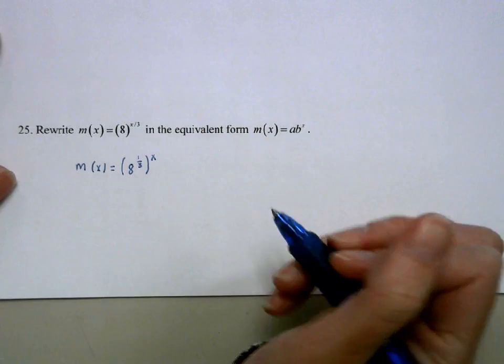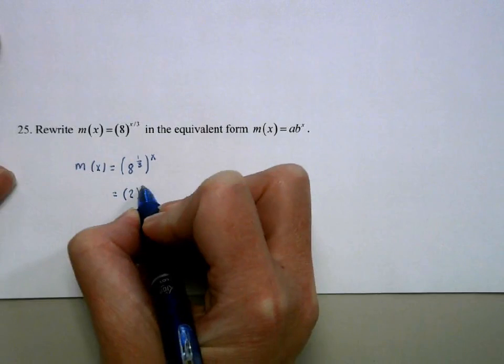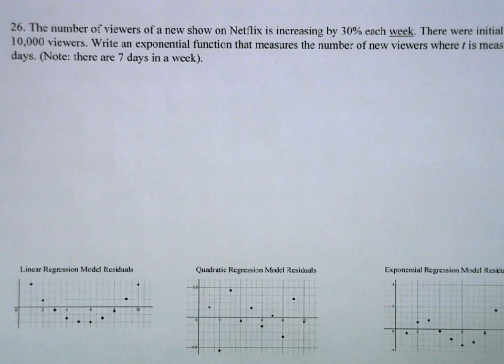So the number of viewers for a new show on Netflix is increasing by 30% each week. There were initially 10,000 viewers. Write the exponential function that measures the number of new viewers where t is measured in days. Note that there are 7 days in a week.